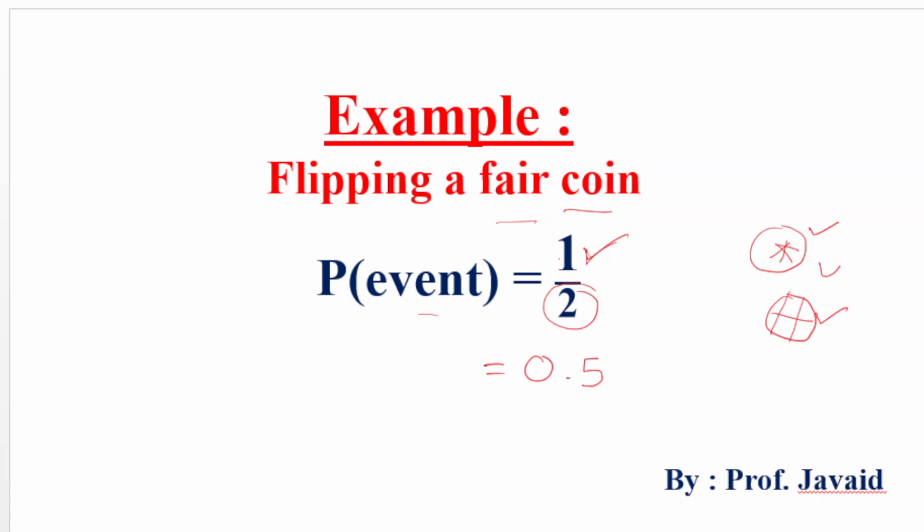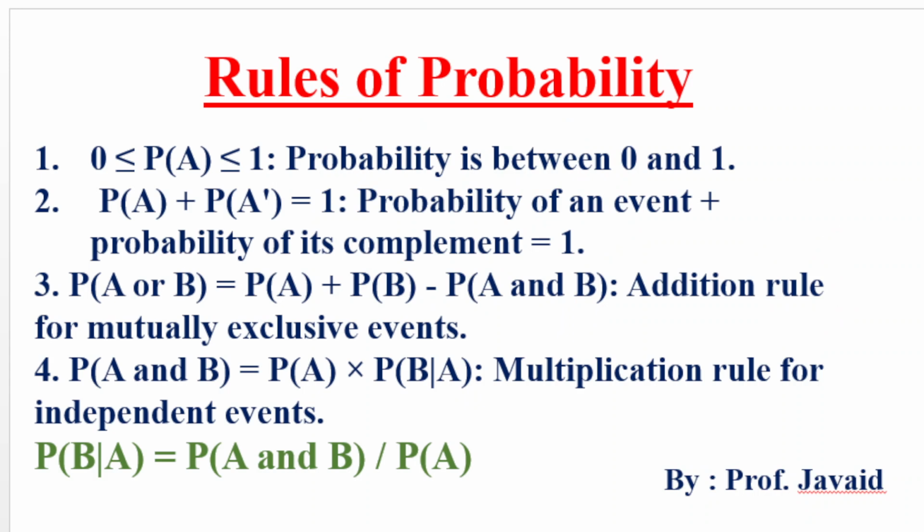So let's move toward the next. There are some rules of probability that we have to discuss. The first rule: probability is always greater than or equal to 0 and less than or equal to 1. We have already discussed this, between 0 and 1. It can also be 0 and also 1, not just in between, also equal. The second rule: the probability of an event A and its complement is always equal to 1. The probability of an event plus the probability of its complement must be equal to 1. This can come in MCQs.